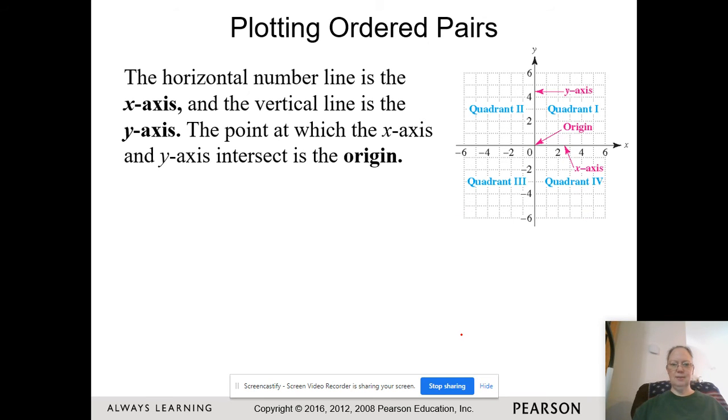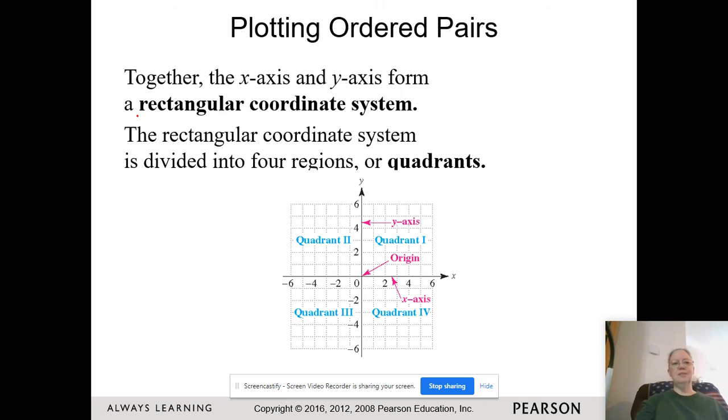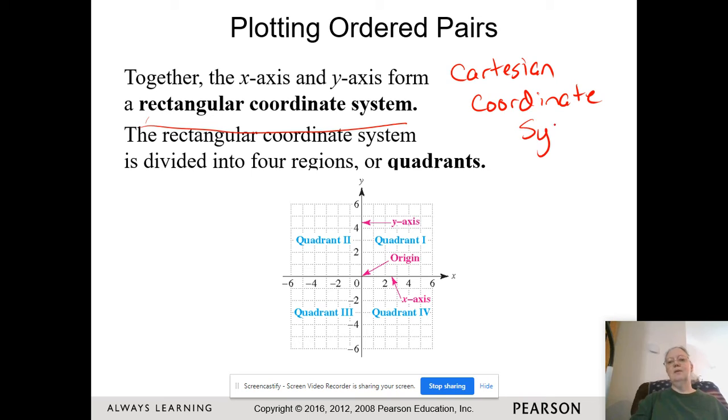I already talked about this. This is called a rectangular coordinate system. I think I mentioned that. It's also called the Cartesian coordinate system. So I will use those two phrases interchangeably.